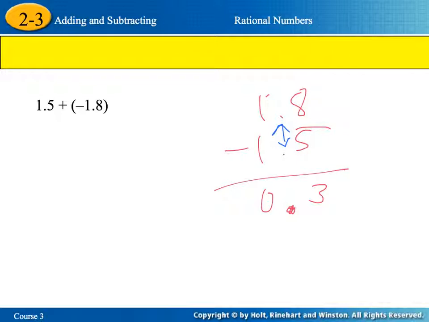The question is, is it positive or negative? Tell the person next to you, positive or negative. Now tell that person, or say it out loud, and explain why that's true. All right, so hopefully you said it was going to be a negative 0.3, because my negative 1.8 is farther away from 0, which means it's a negative 0.3 because negative 1.8 is negative.